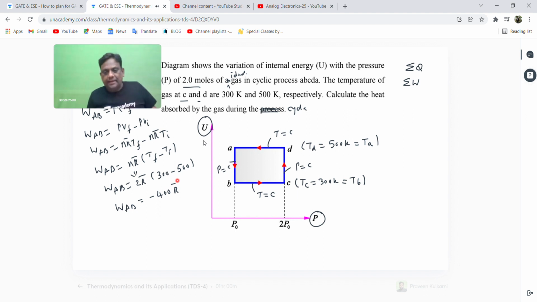Correct now? Similarly, can you calculate? I'm leaving this as an assignment, and you should get the answer as 400 R bar ln2. Solve this.